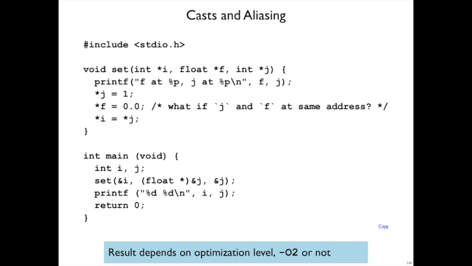The result again depends on the optimization level. This is called strict aliasing. Aliasing refers to f and j being aliases for the same address. Strict aliasing means that the compiler can assume that they're not. Right? The rules here are a little subtle, but again, the way to work around that to avoid those problems is to use memset or memcpy.